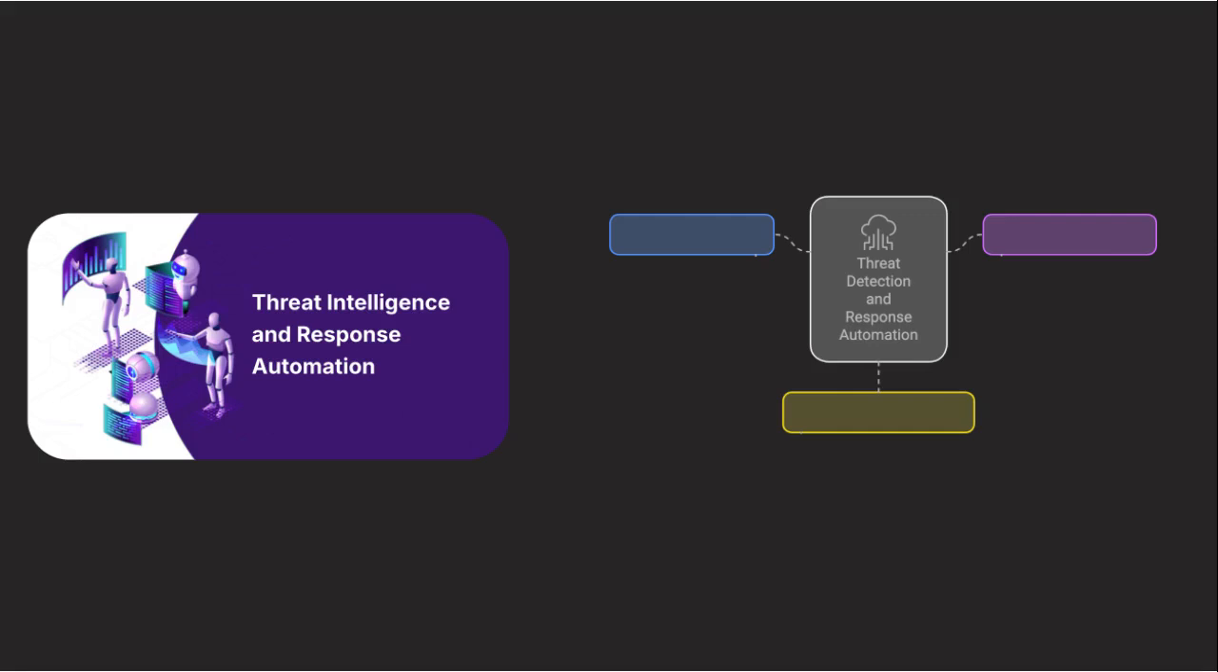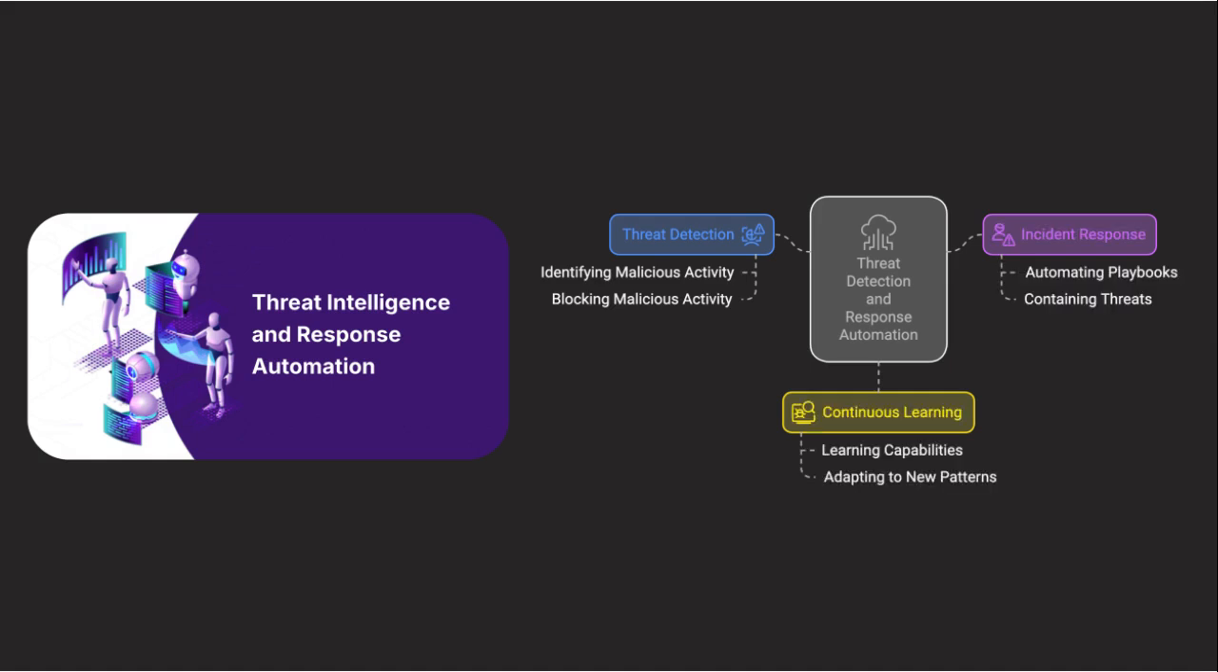Beyond detecting threats, AIOps automates threat response, making security teams more efficient. Some key applications include identifying and blocking malicious activity before it impacts the network, automating incident response playbooks to contain threats faster, providing continuous learning capabilities to adapt to new attack patterns. With AIOps, security teams can focus on strategic initiatives instead of manually investigating every alert.